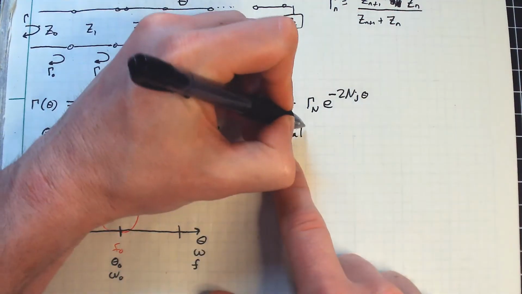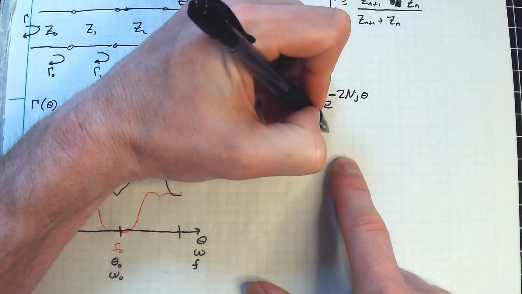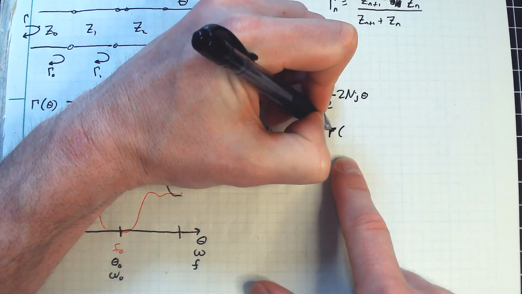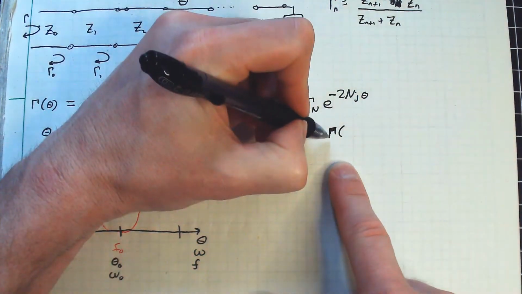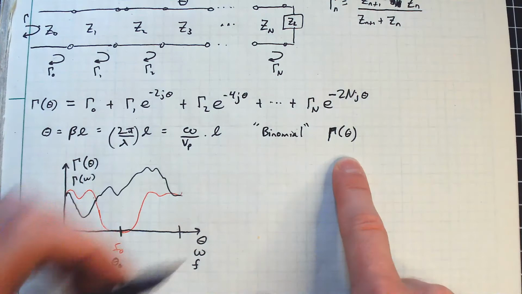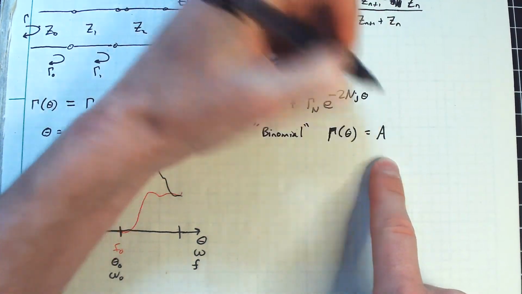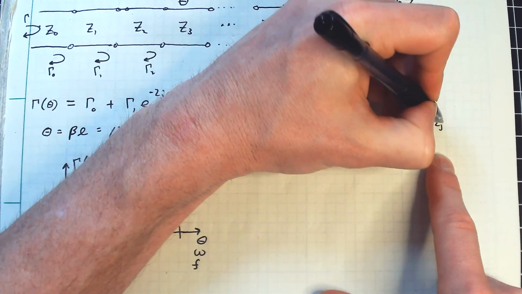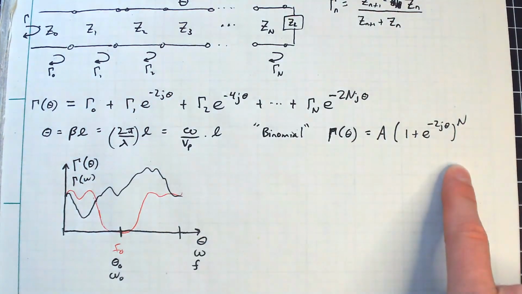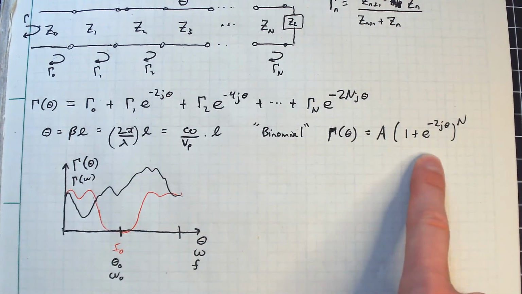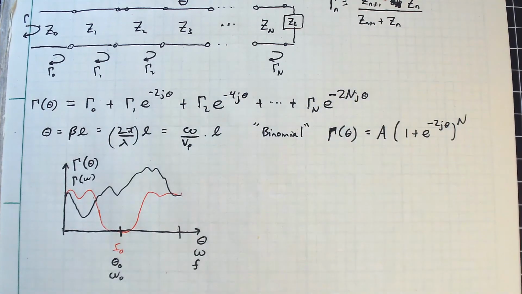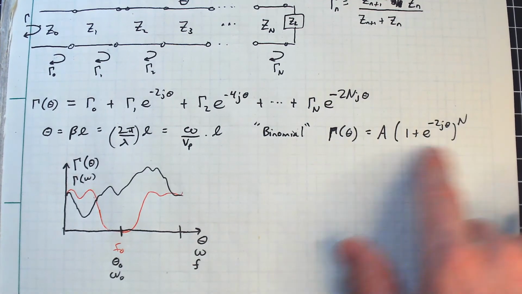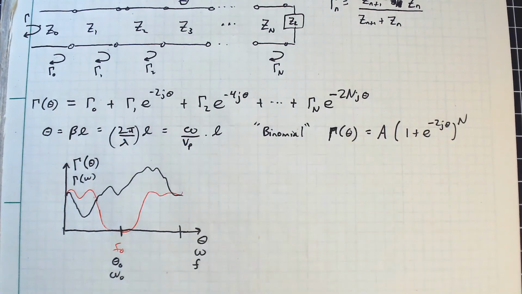Binomial matching network. Whenever you hear that, what we are going to impose, that should be a gamma as a function of theta, is the condition that I want this to equal A times (1 plus e to the minus 2j theta) raised to the nth power. So you see it's a binomial raised to some n number of powers here. Okay, so I'm just going to impose I want this function to come out of this series here.